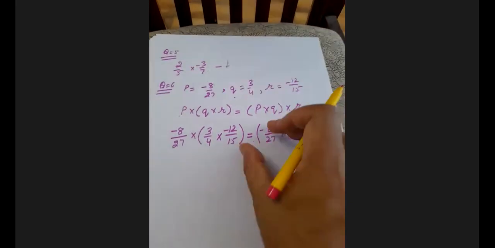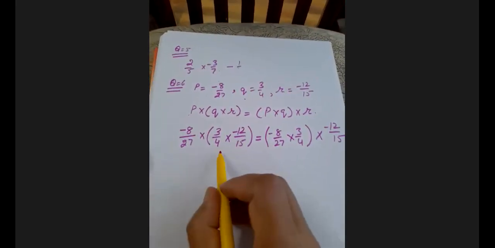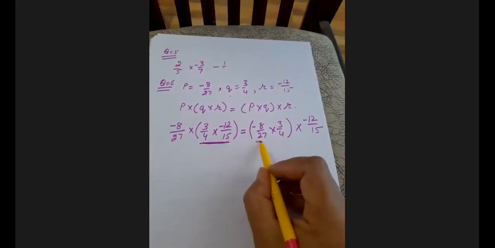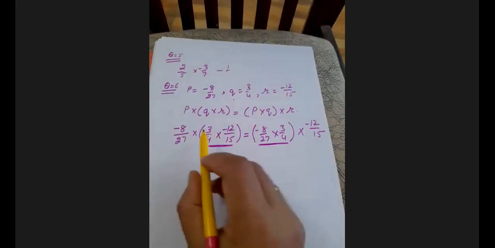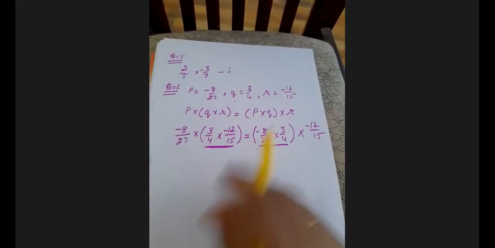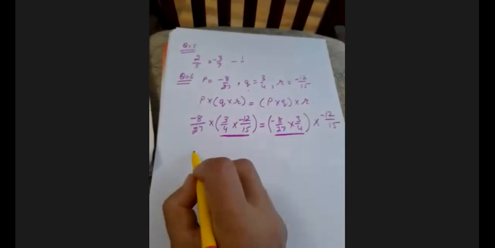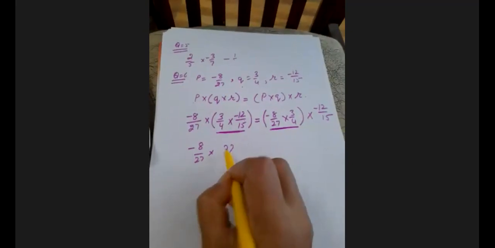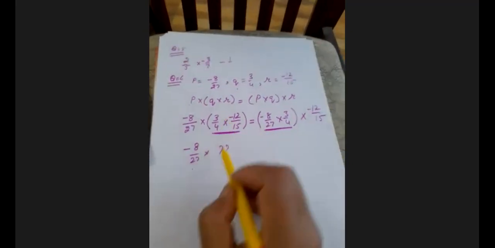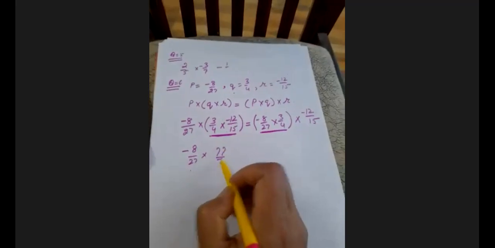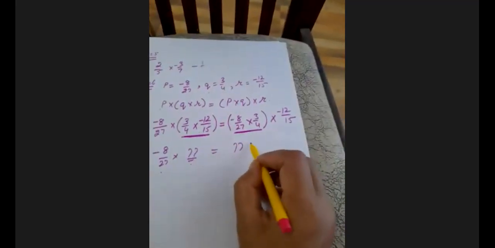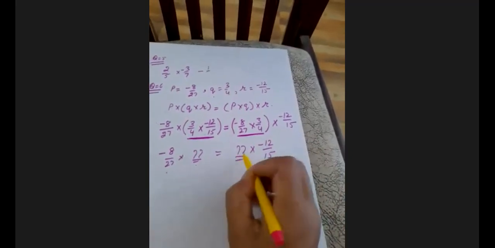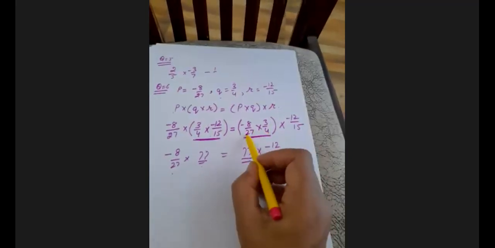Put all these values. Now solve. In first step, we will solve this part. Multiply these 2 numbers. Then in second step, the result which we obtained, multiply by 8 upon 27. The result which we obtained from here is equal to minus 12 upon 50. This is the result which we obtained by multiplying these 2 numbers.